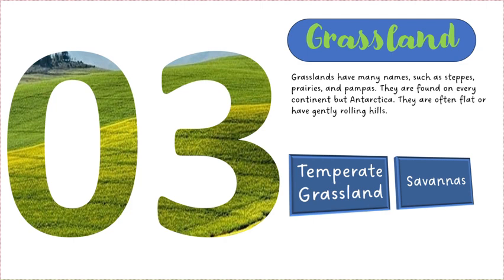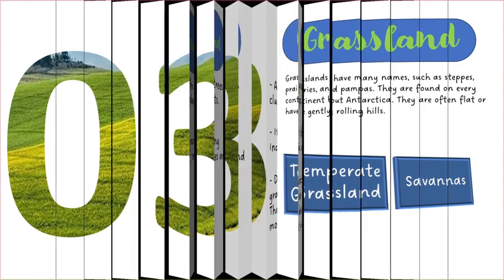Three, grasslands. Grasslands have many names such as steppes, prairies, and pampas. They are found on every continent but Antarctica. They are often flat or have gently rolling hills. There are two classes: temperate grassland and savannas.